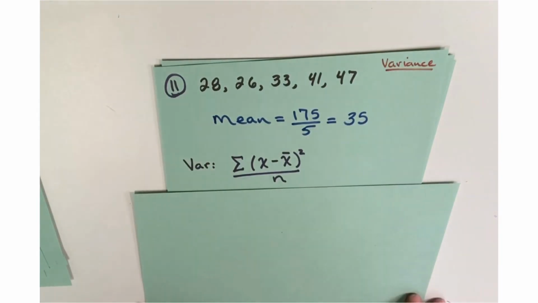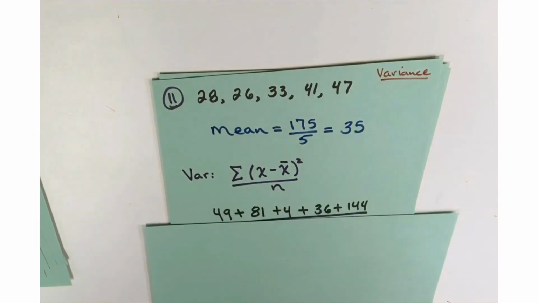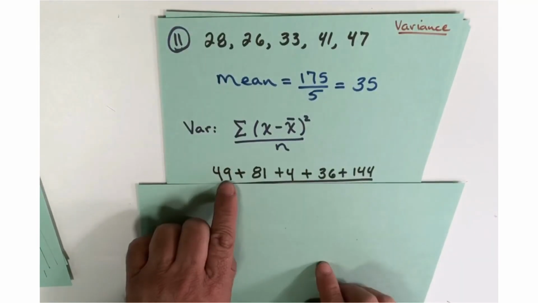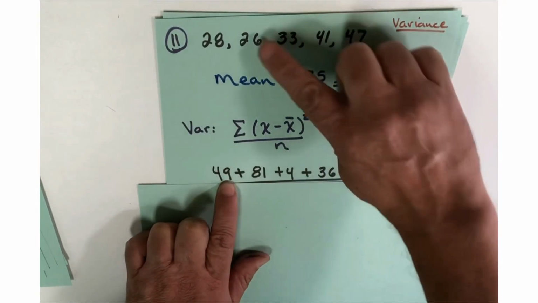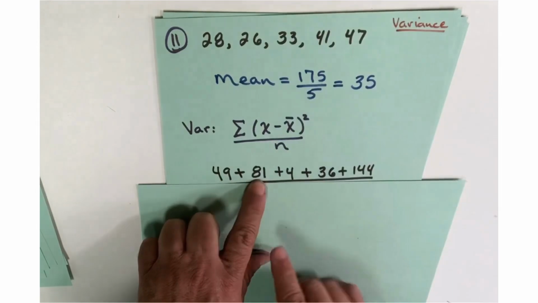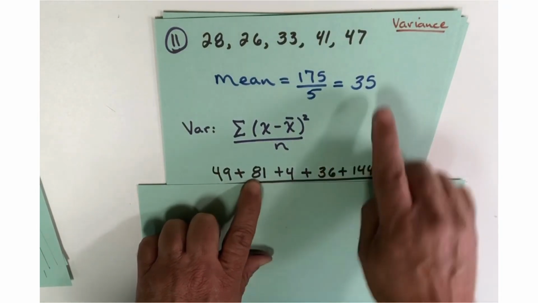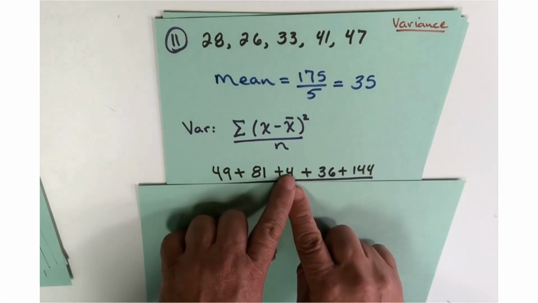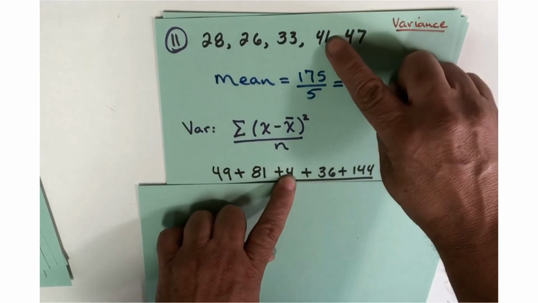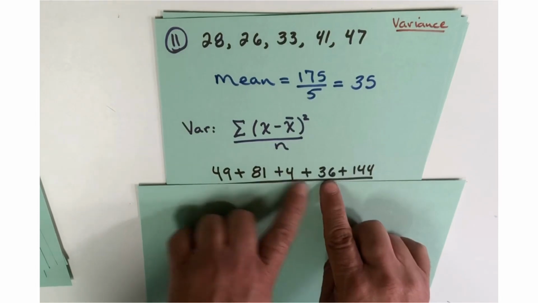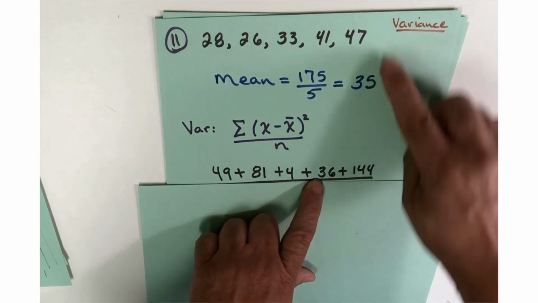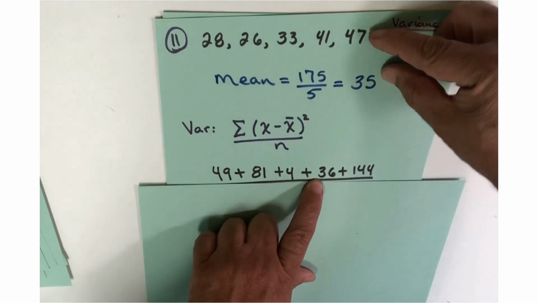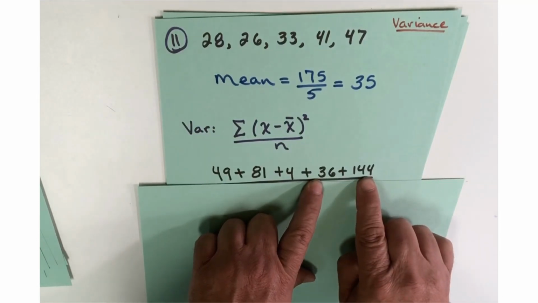35, take away 28, and square it. What does that give me? 7 squared is 49. 35, take away 26. Well, that's 9. Square it. That's 81. 35, take away 33. That's 2. Square it is 4. 35, take away 41. That's 6. Square it is 36. 35, take away 47. That's 12. Square it is 144.